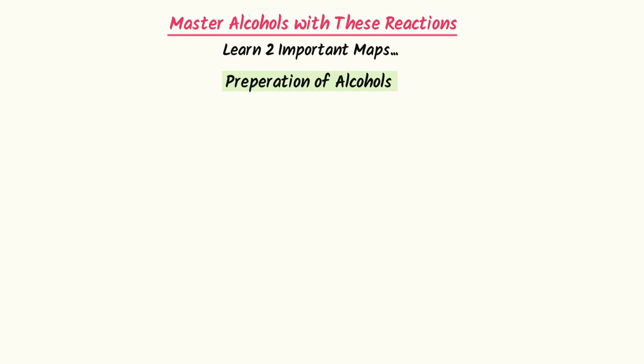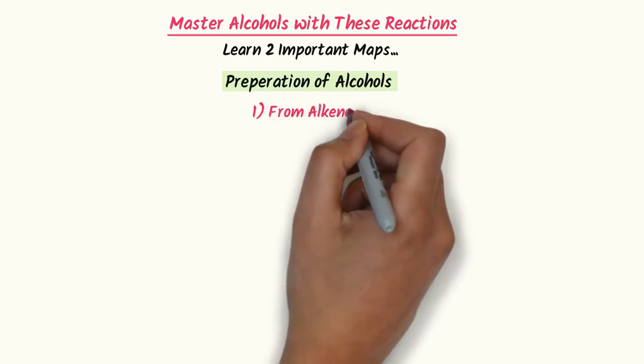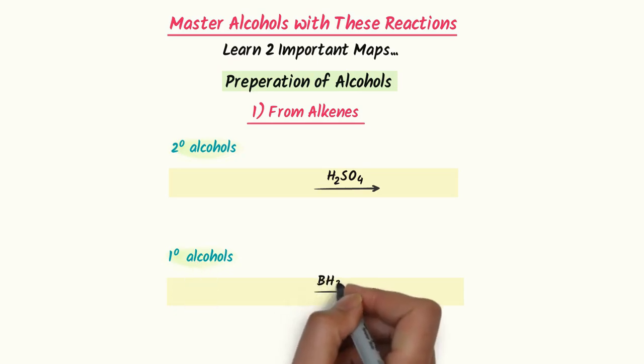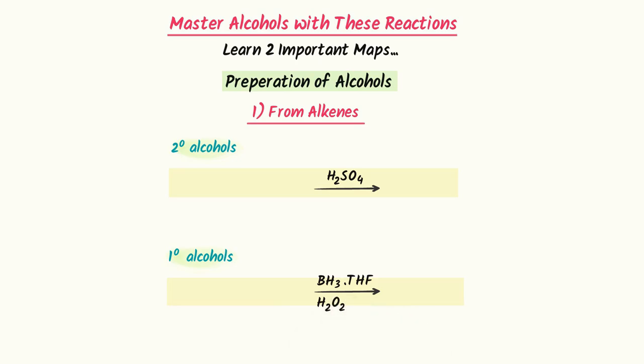The first method to prepare alcohols is from alkenes. We prepare 1 degree and 2 degree alcohols from alkenes. To prepare 2 degree alcohols, we add water and H2SO4. Secondly, to prepare 1 degree alcohol, we add boron, hydrogen peroxide plus base medium.